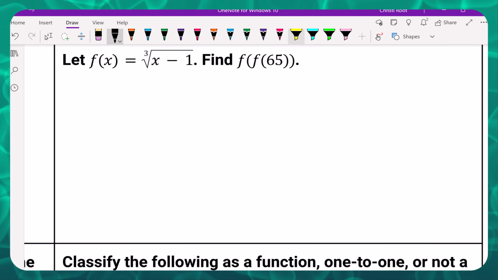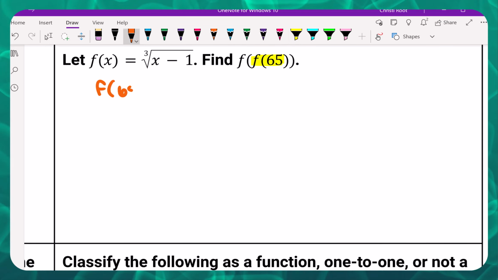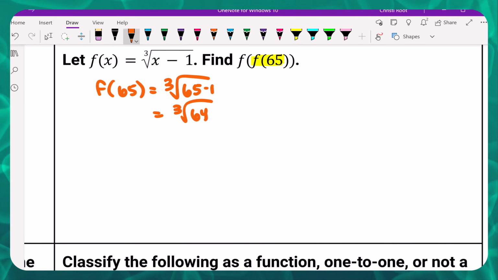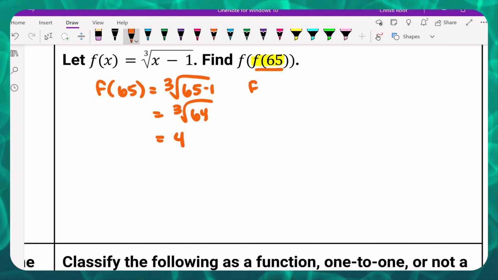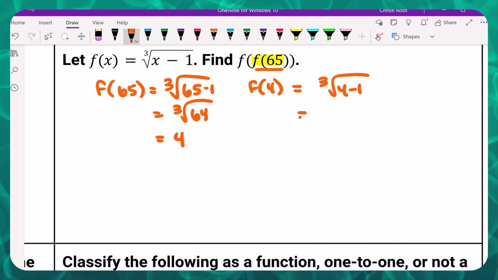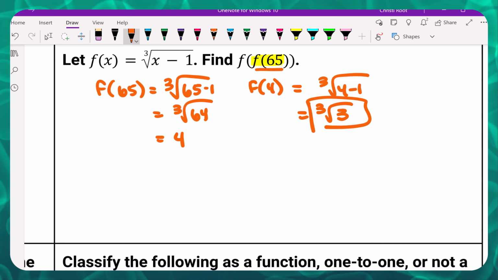All right, this is a composition of functions, but it's going to be a little different because you're not substituting the entire function. You can just substitute 65. You're just using the same function twice this time. So 65 minus 1 is 64, and the cube root of 64 is 4. So I can replace this part with 4. I'm going to substitute a 4 this time around. I cannot simplify it because I can't go any further than the cube root of 3, and that's it.